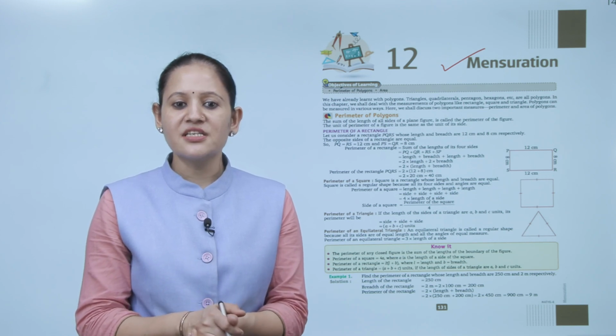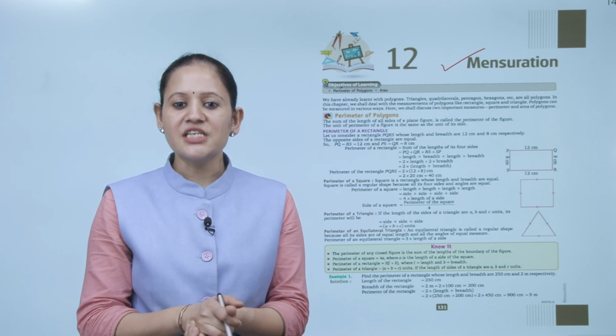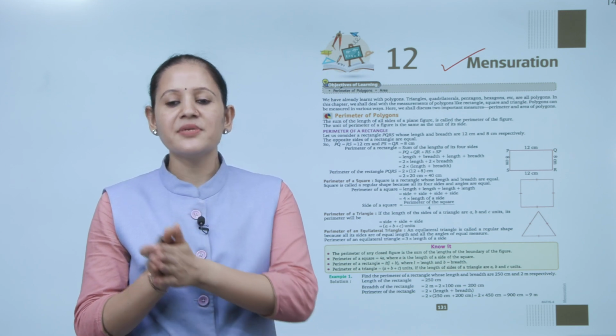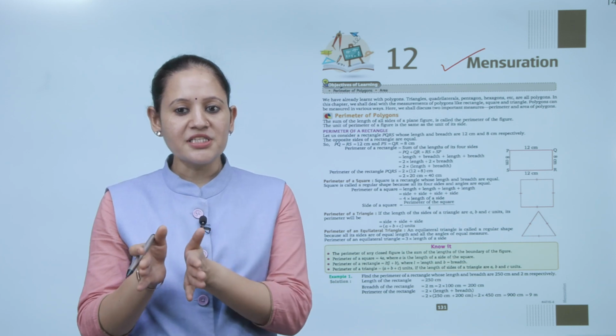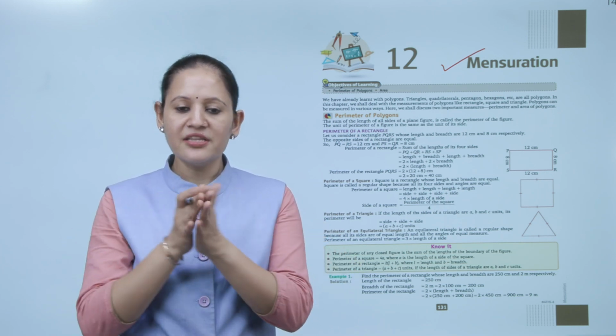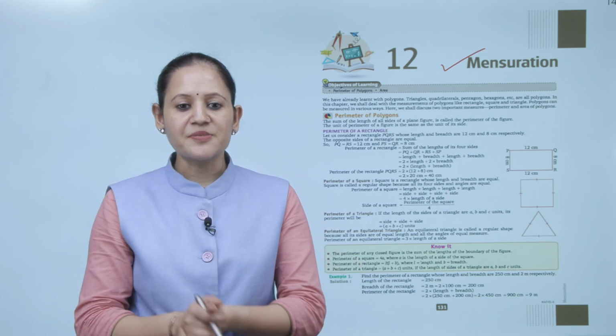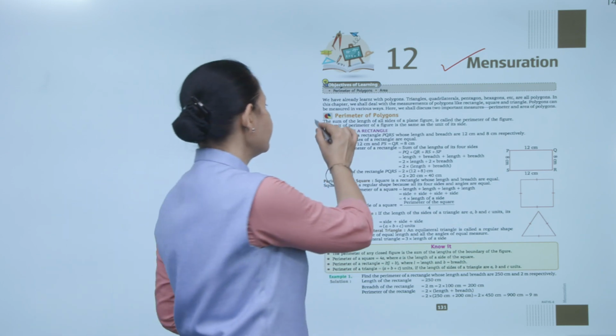Polygons can be measured in various ways. Here we shall discuss the two important measures, perimeter and area of polygon. So here we will learn how to measure the perimeter and area of polygon. So first is perimeter of polygons.